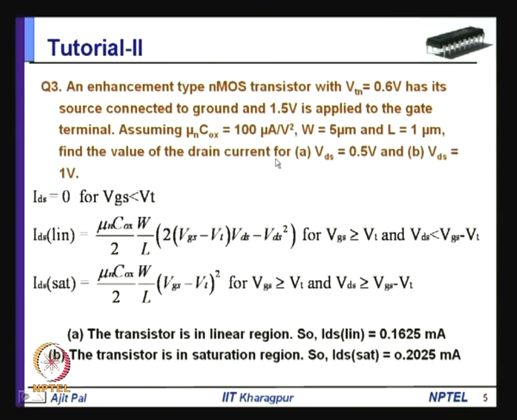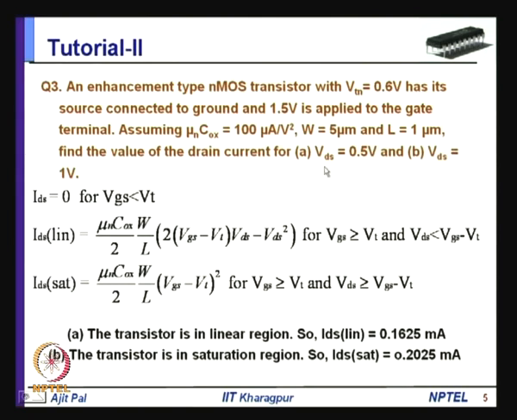Find the value of the drain current for VDS equal to 0.5 volt and VDS equal to 1 volt. So, when VDS is equal to 0.5 volt, the transistor is in the linear region, and when VDS is equal to 1 volt, then the transistor will be in saturation, as it is evident from this relationship.